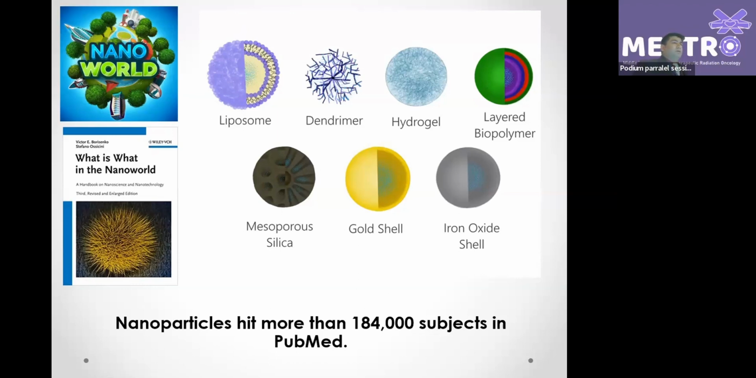But most of my work is concentrated towards platinum nanoparticles or gold nanoparticles. If you go on PubMed and search, you will find that it's quite old research that I have done, but a lot of research publications are still coming for the application of nanoparticles in the radiotherapy field.